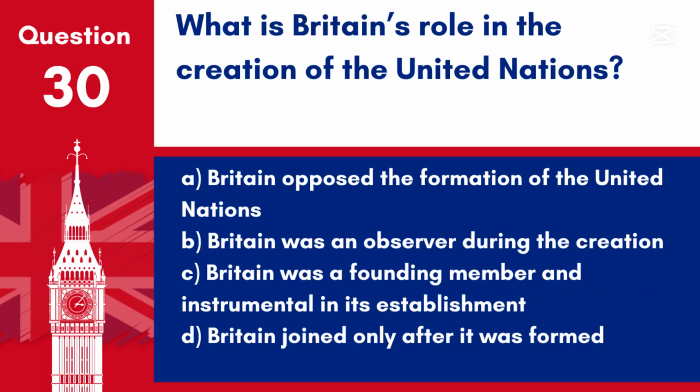Question 30. What is Britain's role in the creation of the United Nations? A. Britain opposed the formation of the United Nations. B. Britain was an observer during the creation. C. Britain was a founding member and instrumental in its establishment. D. Britain joined only after it was formed.